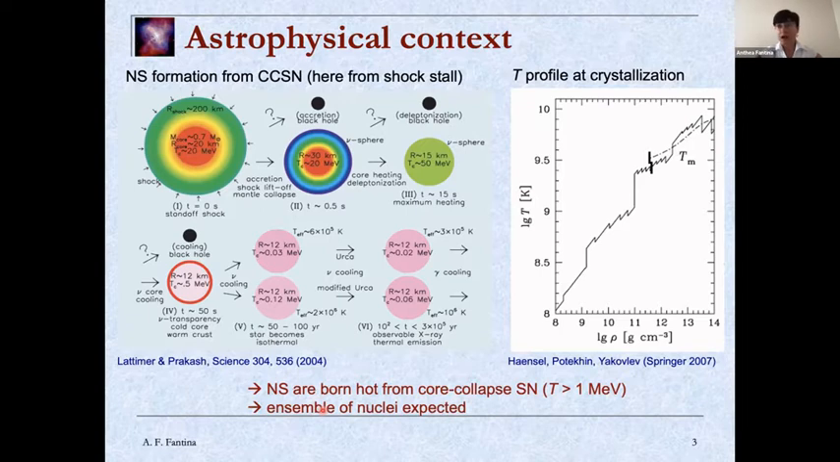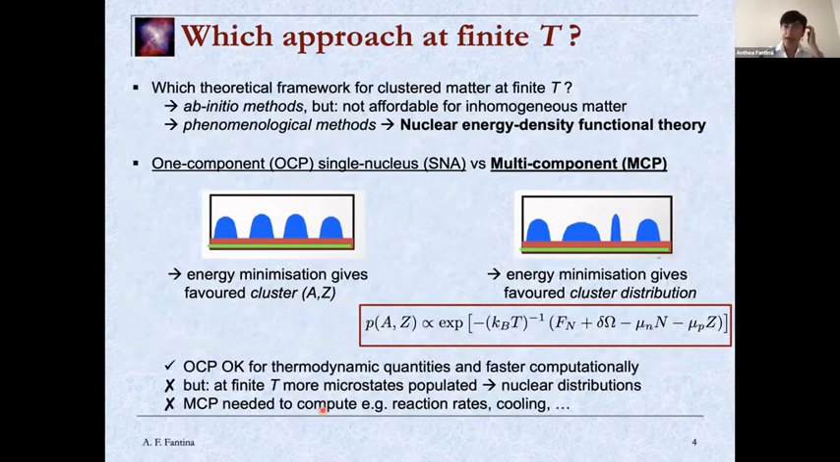So the question is how to approach this kind of problem. So from the theoretical point of view, we have powerful ab initio methods, but unfortunately, they are not affordable for inhomogeneous matter in all the thermodynamic conditions explored. Therefore, we have to rely on more phenomenological models. So for the talk, I will show you some results that are rooted on the nuclear energy density functional theory. The second point is about modeling clusters.